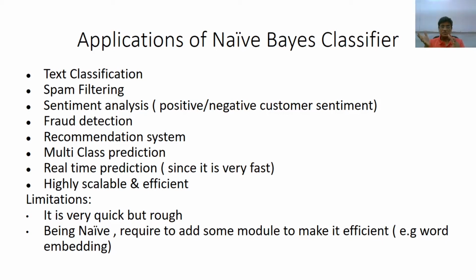And one more thing is that it can also be used for multi-class prediction, because you see the argmax function which you have used is merely computing the score of the entity from different classes, and whichever class the particular entity scores highest in, it classifies into that class. So it can easily be used for multi-class prediction. And then it can be used for real-time prediction.